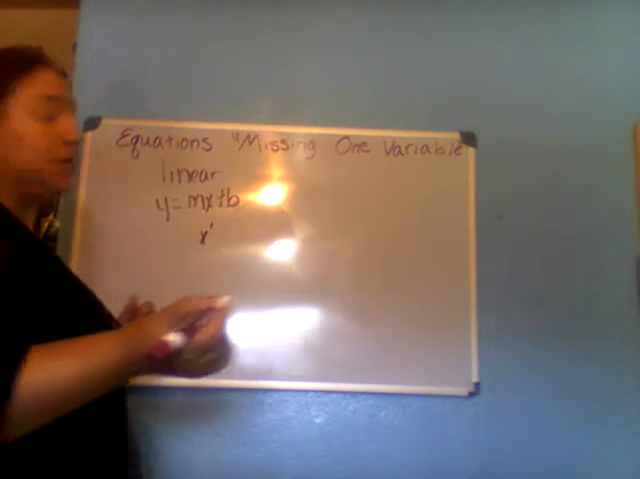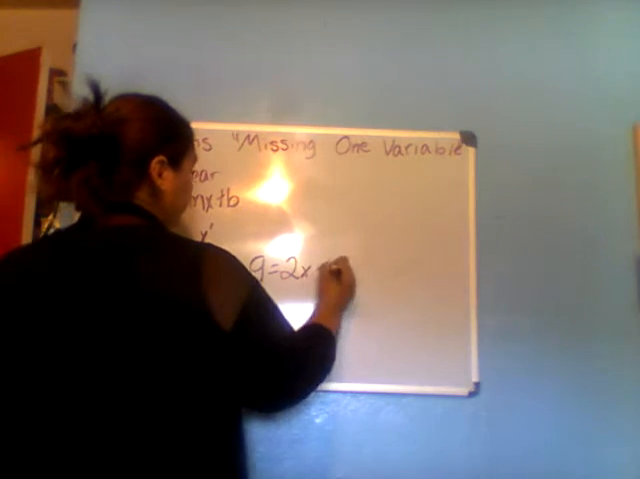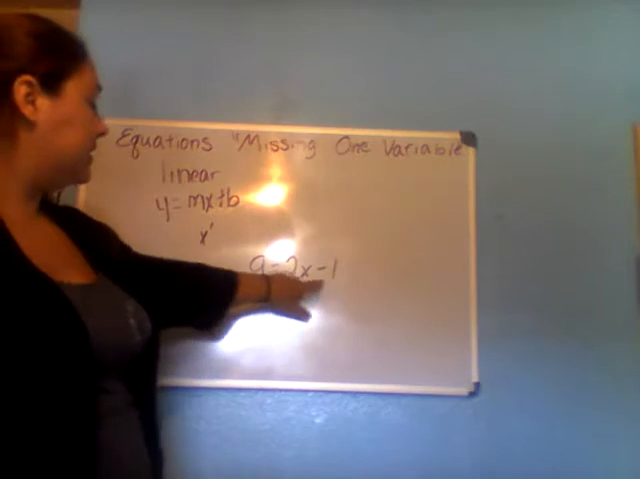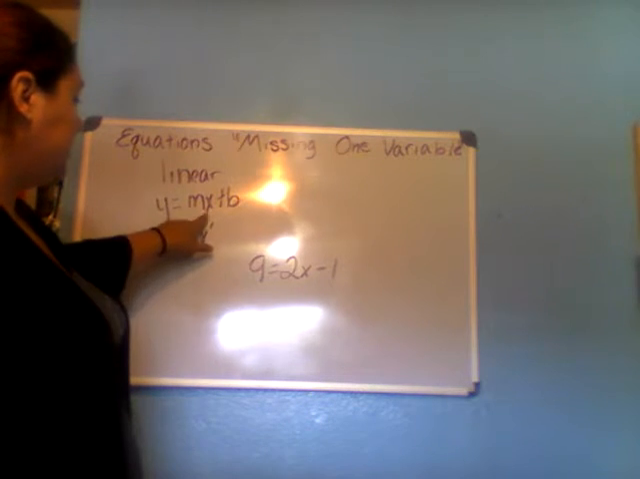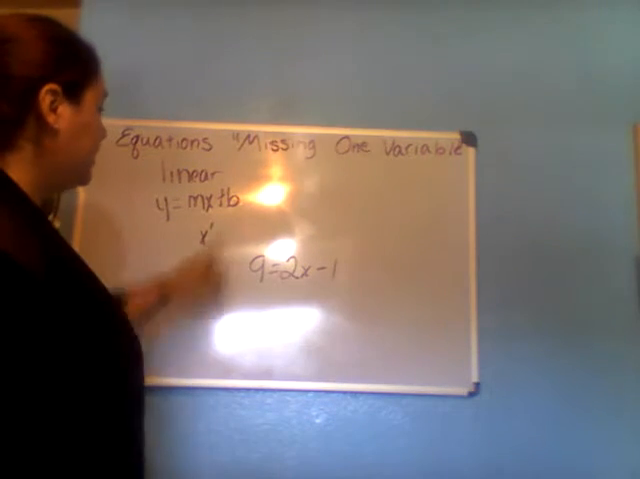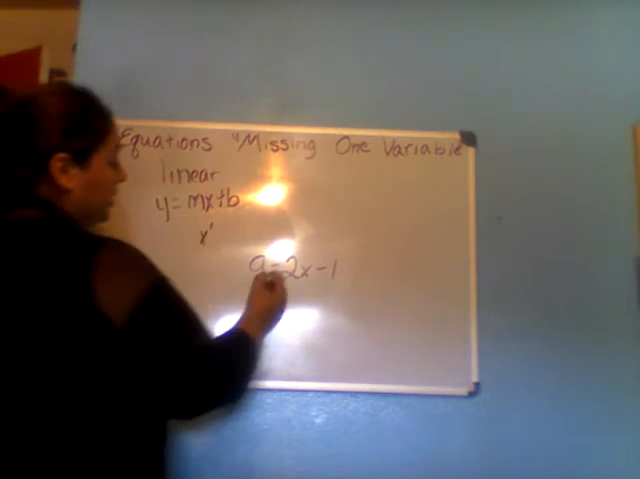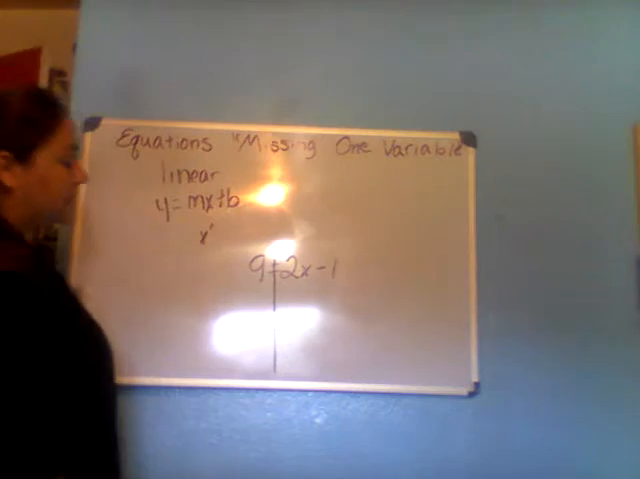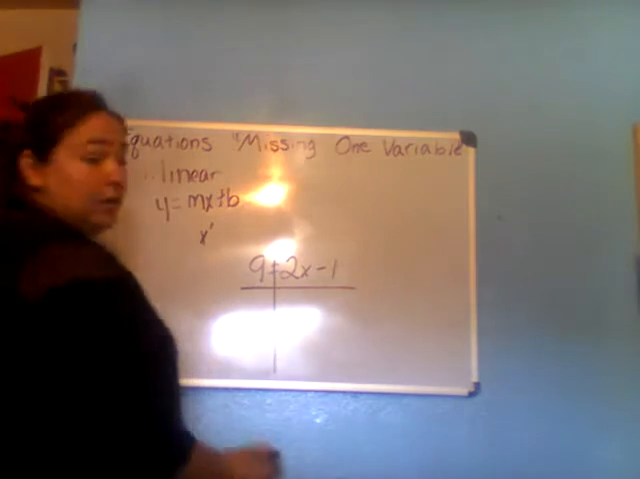So an example of this could possibly be, we can just make one up real quick. Okay, 9 equals 2x minus 1. 9 will be your y, your 2x is going to be your mx, and then you have your negative 1 as your constant b. So how we go about solving this, usually I would say draw a line from your equal sign all the way down to separate both sides of the equation there.